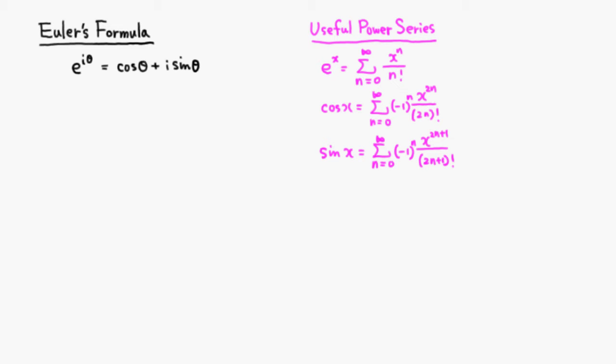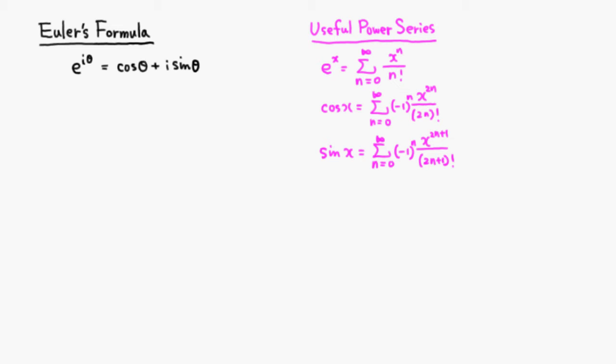Alright, let's look at this interesting formula called Euler's formula. It goes something like this: e to the i theta is equal to cosine of theta plus i sine of theta. So we are plugging a complex number into the exponential function, which can be written this way. What we're going to do is prove this using power series.